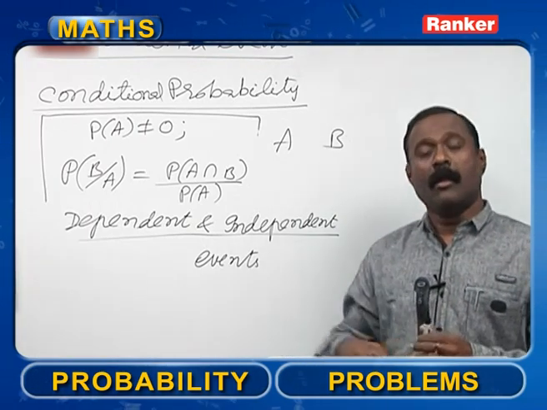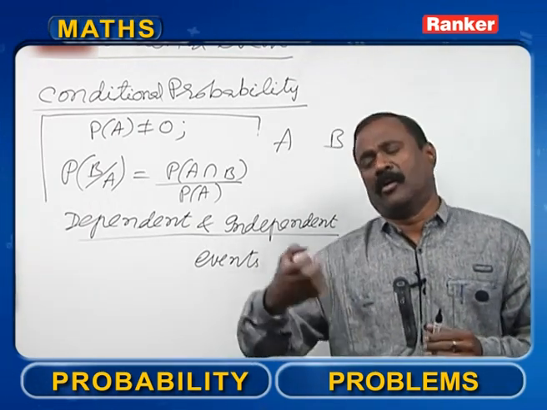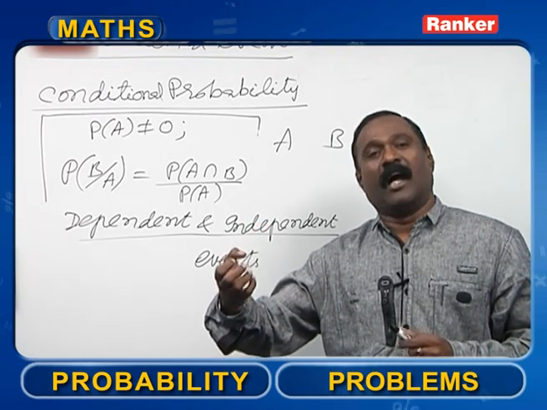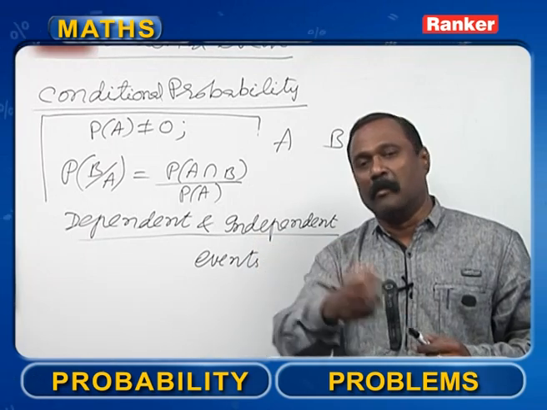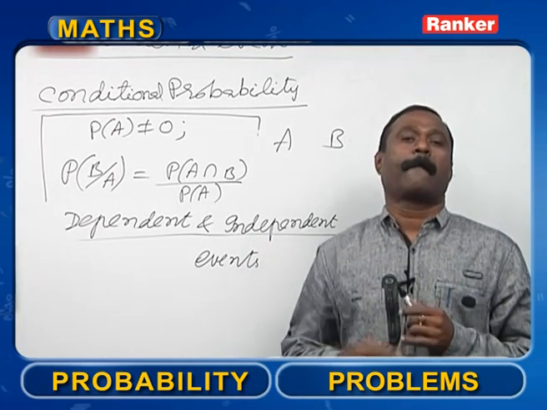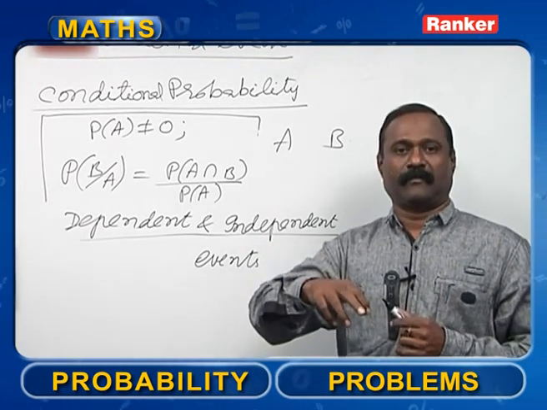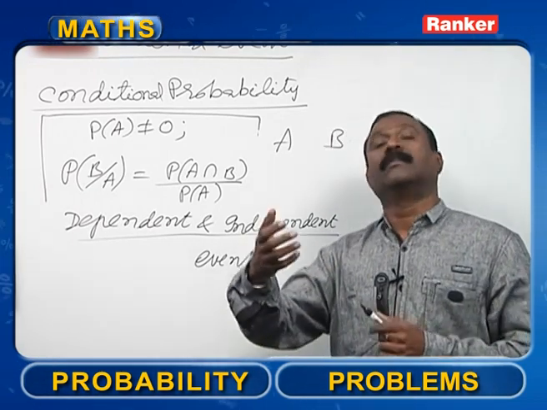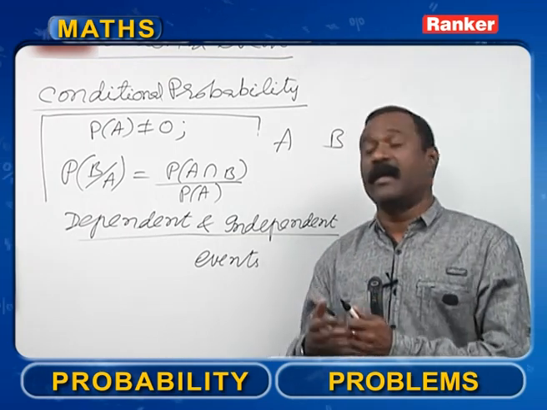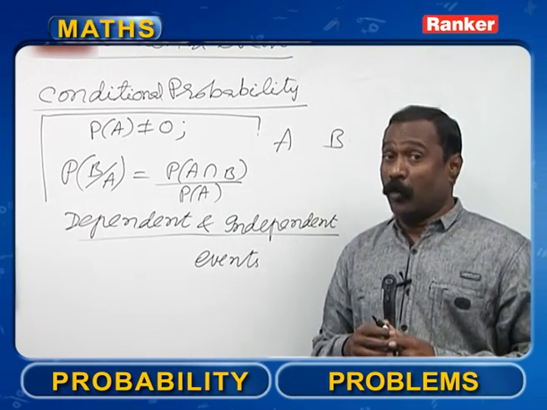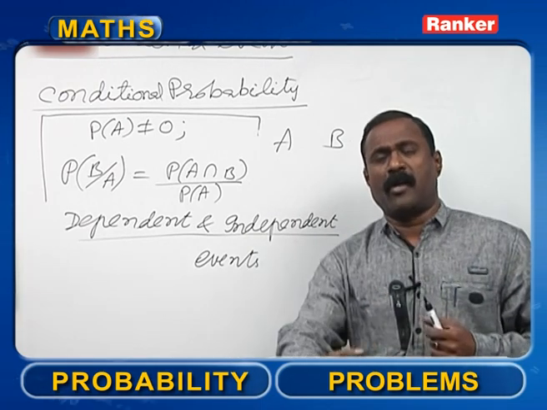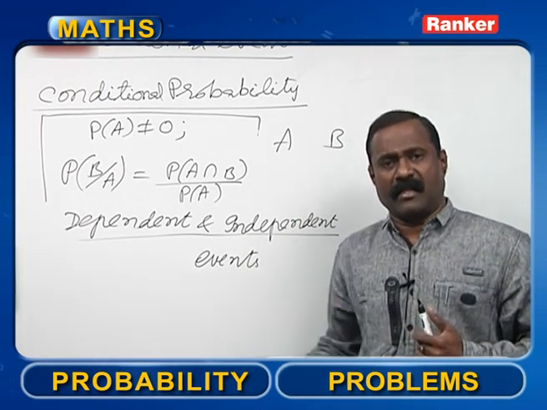But in the first event, I have taken a ball, I have seen its color, I like this color, and I have not replaced that ball in the bag and I have kept it in my pocket. And second time, I am drawing another ball and I have seen its color. Of course, that event is named as B.